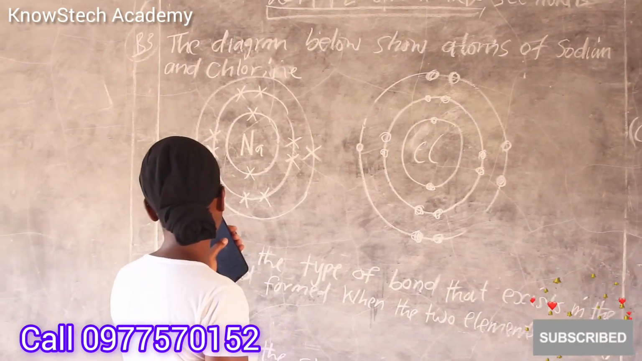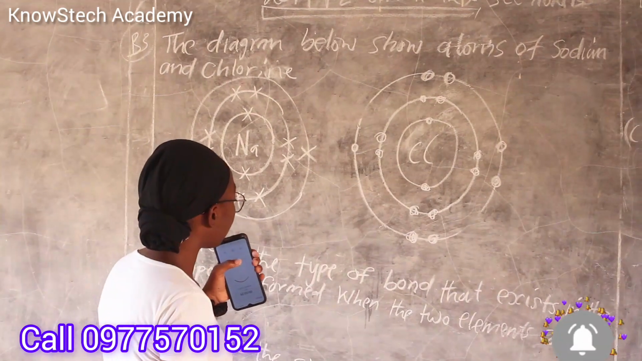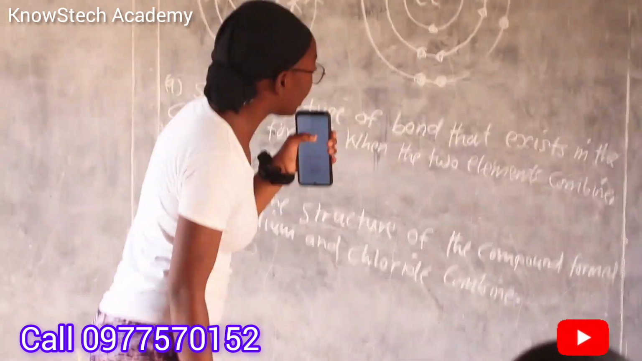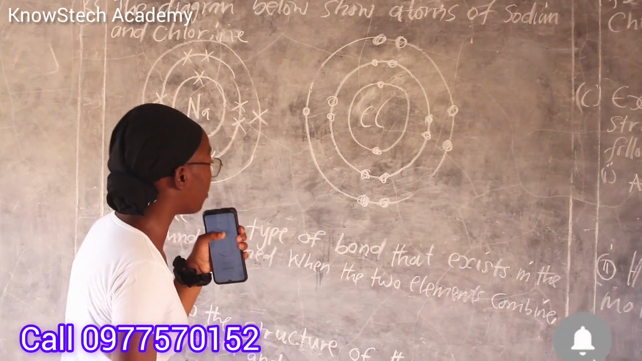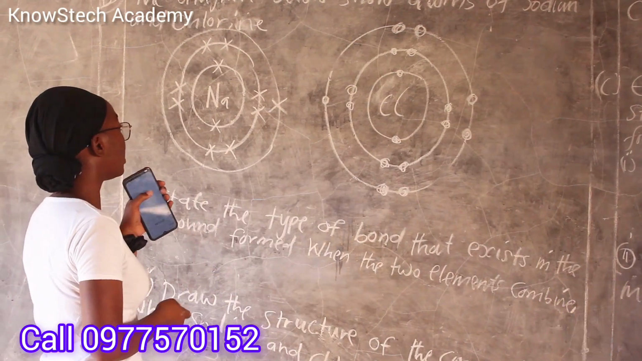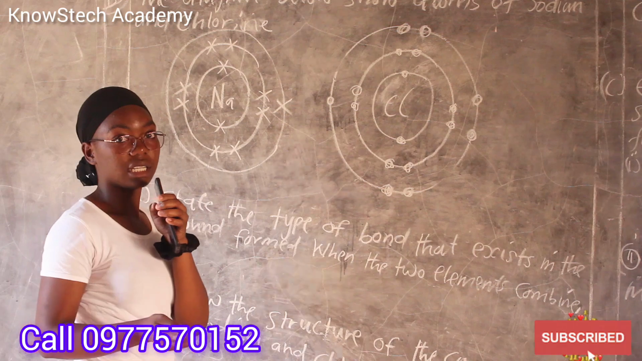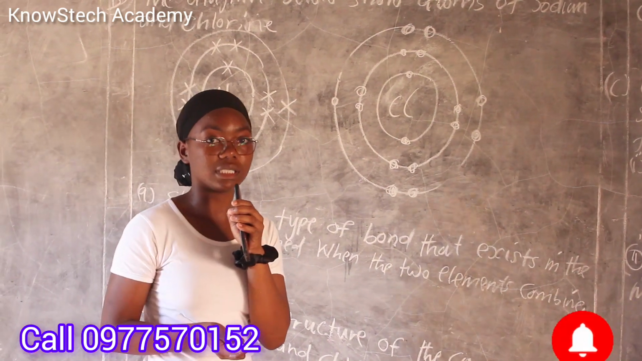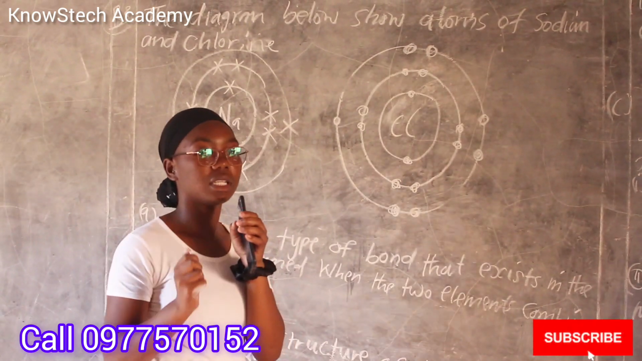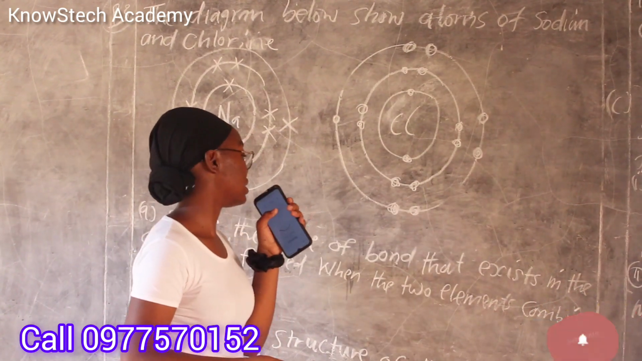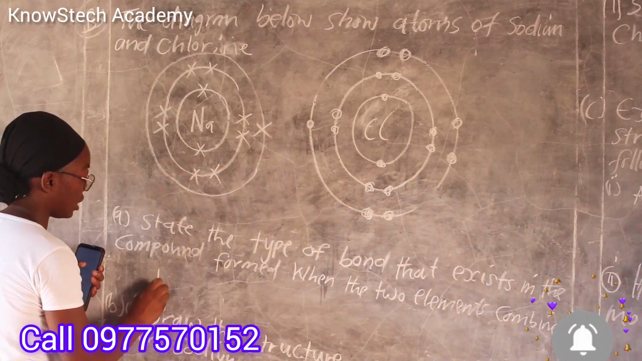So our first question reads, state the type of bonding that exists in the compound formed when the two elements combine. So the two elements we're talking about here are sodium and chlorine. Since sodium is a metal and chlorine is a non-metal, it means it's ionic bonding. Why? Because ionic bonding is a bonding between metals and non-metals. So our answer is ionic bonding.